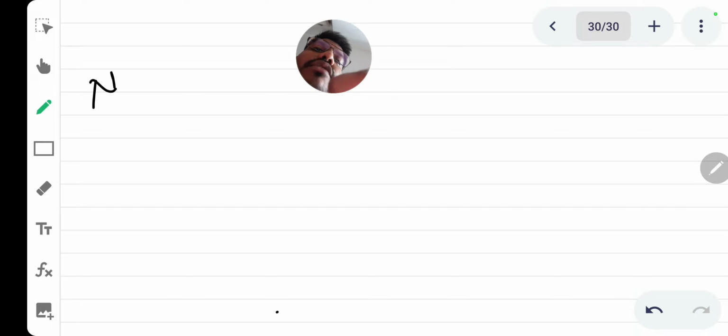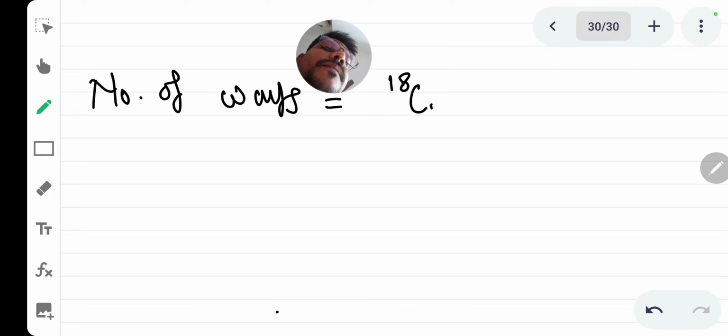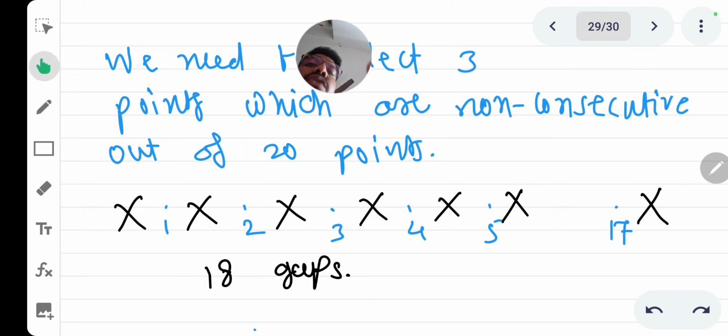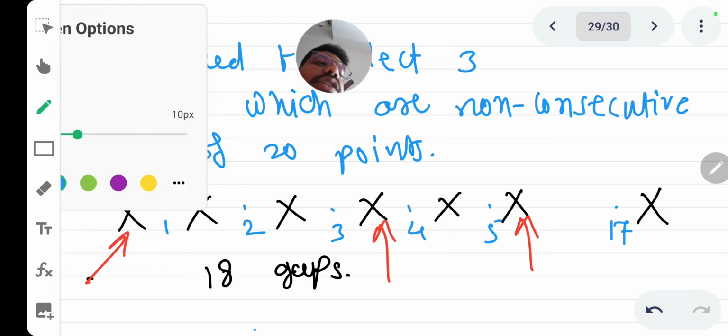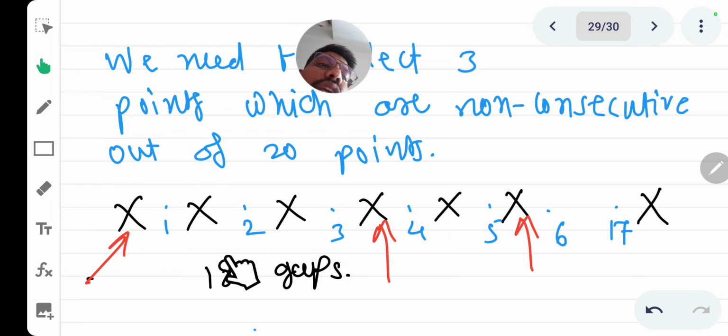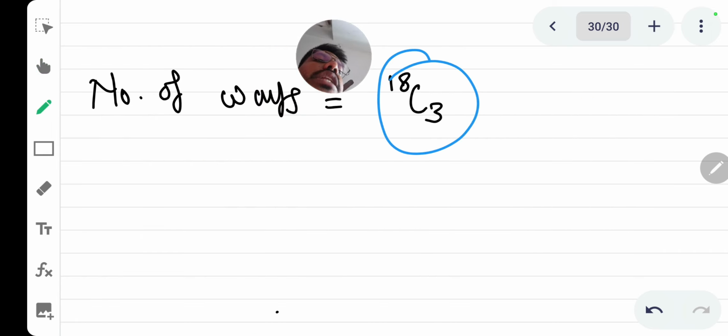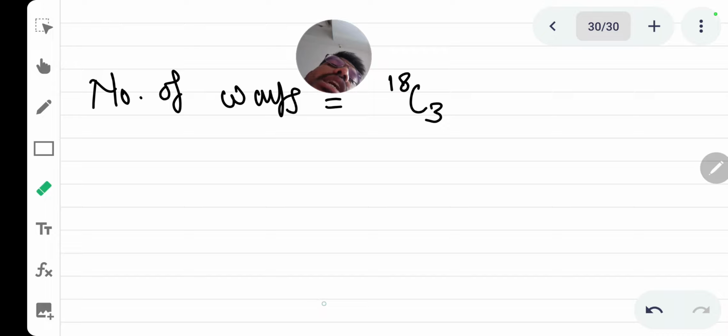Okay, so number of ways, I'll write it down over here. Number of ways is equal to 18C3. Now this is the reverse technique. What did I do? I selected 3 gaps from 18. Let me say I selected this gap, this gap, and this gap. You can see all these 3 gaps are non-consecutive. The remaining 3 objects can be filled in these 3 places, right? So that way we get 3 non-consecutive points. This is the reverse technique in which we got the answer as 18C3. So you will say, sir, is the answer 18C3?